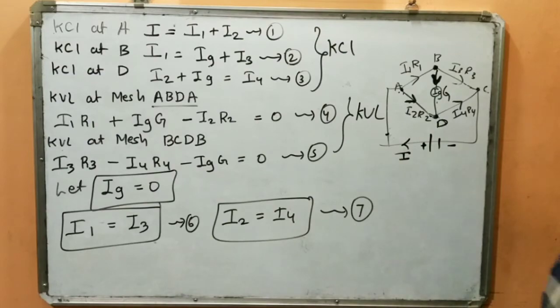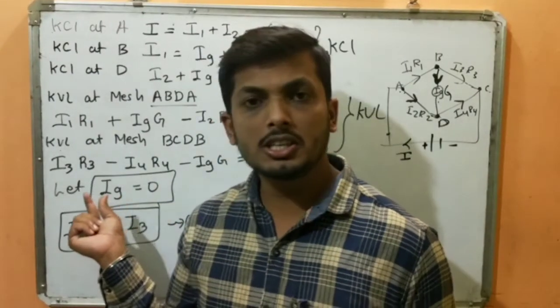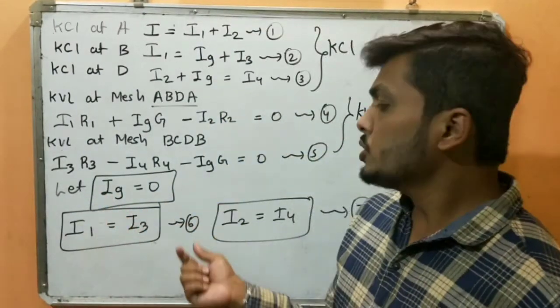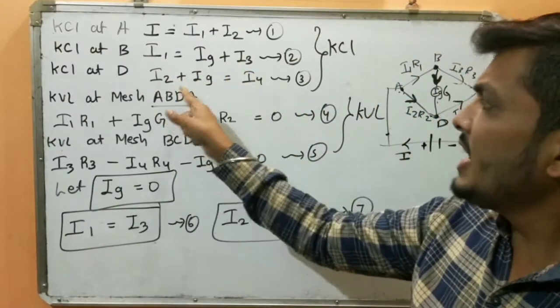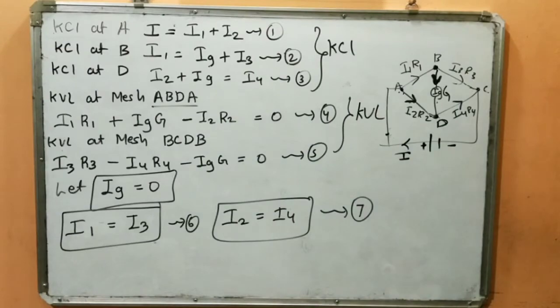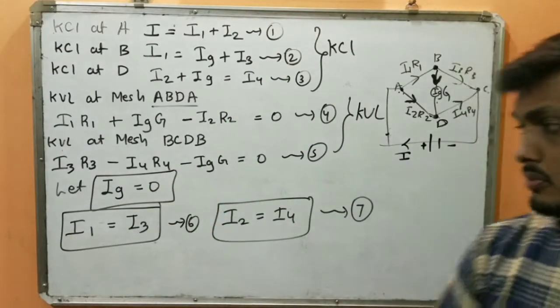So what I have done, I have satisfied the balancing condition Ig equals 0. So if Ig is equal to 0, then I1 will be equal to I3 and I2 will be equal to I4 as per this mathematical rule.